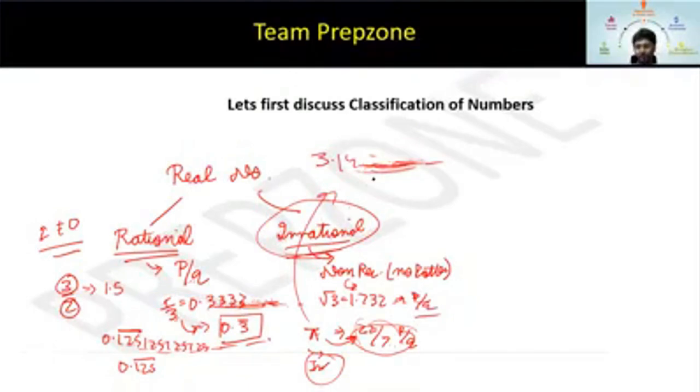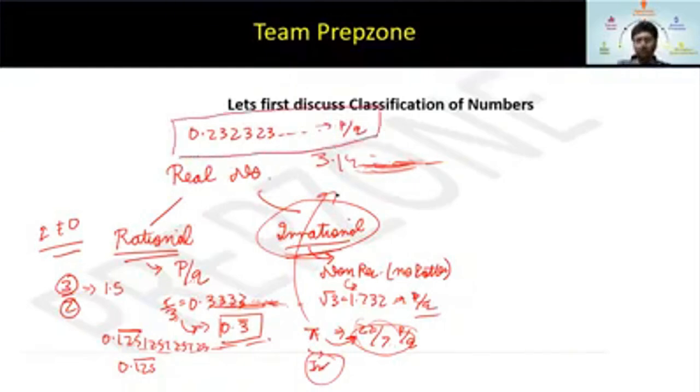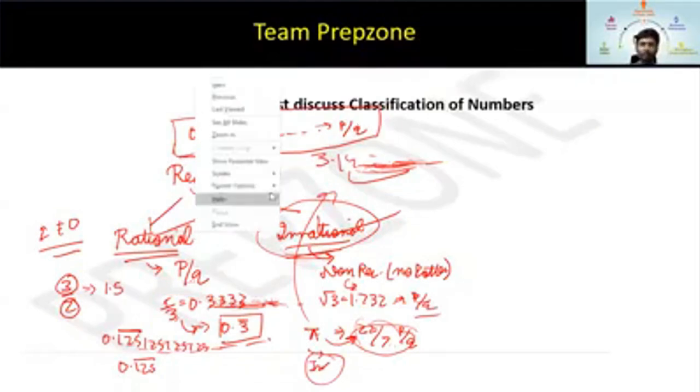This is non-terminating. Now let me again give you an example. Let me give you a question. Write 0.232323 as P by Q. Solve this. Write this down as P by Q. I'm covering this very basic part quickly because this is very basic, right? What is a real number? What is an imaginary number? What is rational? What is irrational? Now I'm asking you to convert 0.232323 as P by Q. See, there is a pattern. The pattern is that 23 is getting repeated. So I can definitely convert it to P by Q. So how can I do it?